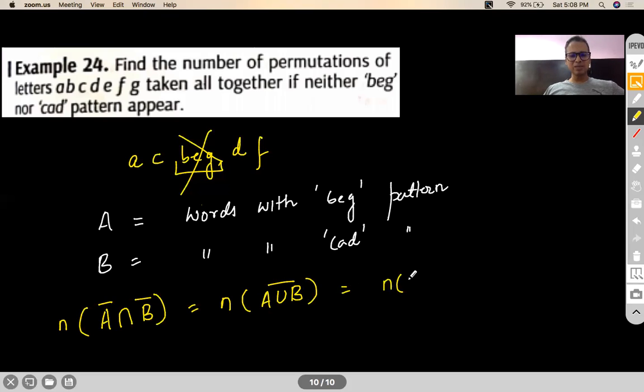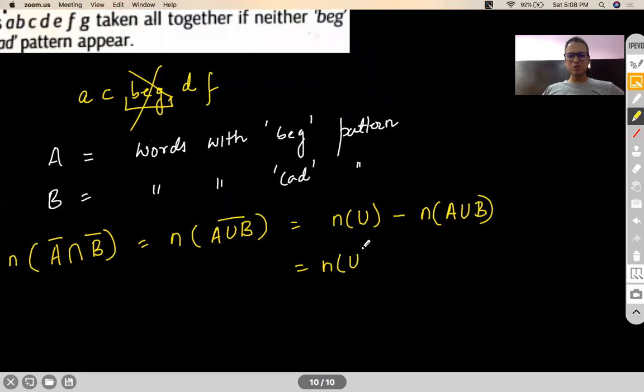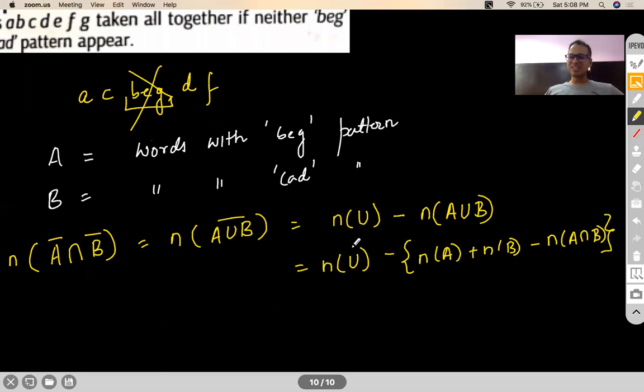And this is nothing but the total number of elements, that is the universal set, meaning the total number of permutations that you can make from A, B, C, D, E, F, G, minus the number of elements in A union B, right? And A union B, we all know our property, it's nothing but n(A) plus n(B) minus n(A intersection B), isn't it? Now let us try to fill in these gaps. What is n(U)? What is n(A)? What is n(B)? What is n(A intersection B)? Let us try to find them out. Once we get them, fill them in this formula and that will give you your answer.